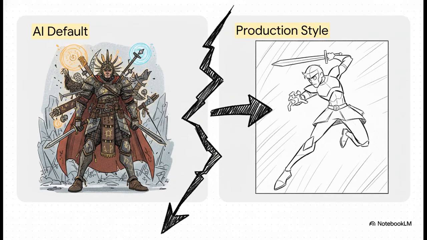Look, here's the problem in a nutshell. On the left, you've got your typical AI fantasy character. It's detailed, it's impressive, but it's totally useless in a professional pipeline. Now on the right, that's our goal. A clean storyboard panel that fits a very specific production style. Today, we're going to show you exactly how to close that gap.